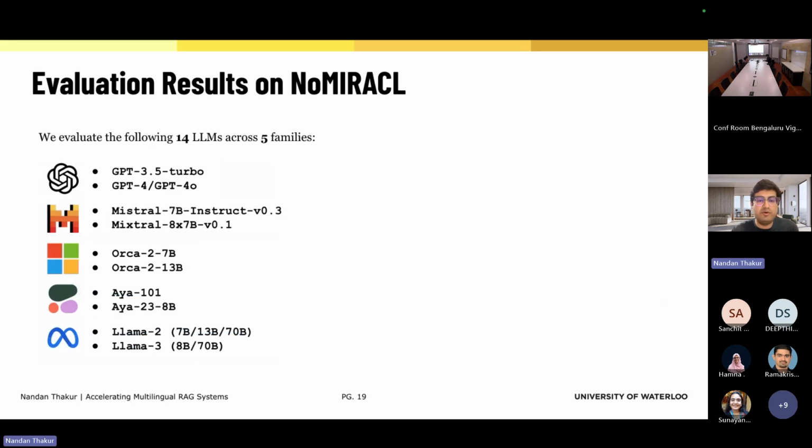So we evaluated 14 different LLMs across 5 different families. This included both closed and open source models, like GPT-3.5, GPT-4, GPT-4o, Mistral 7B, Mixtral 8x7B, and the Orca models, Aya model, and the Llama model.